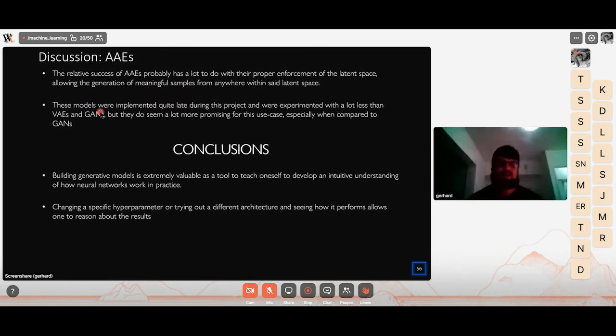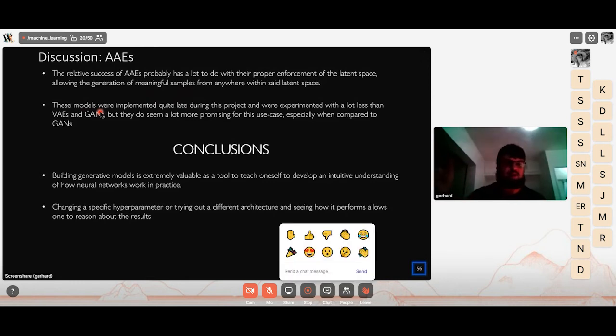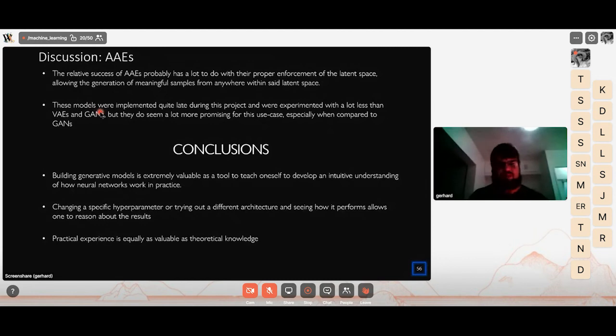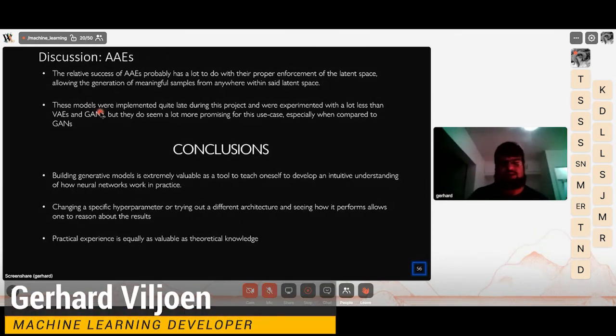So this leads us to the conclusions of my talk. Building generative models, I found, is an extremely valuable tool to teach you how neural networks think, if that's anything you can really say. I don't want to humanize them too much, but if you work with generative models, because you can sample output images at certain intervals, like after 10 epochs you sample a couple of images, you can see that if you change a certain parameter or change your architecture in a certain way, you can see how that affects your output. So it teaches you a lot intuitively about how these networks work in practice.